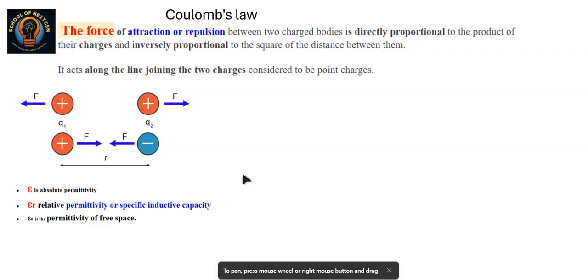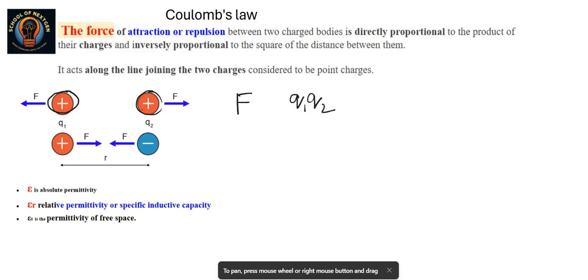Welcome to today's class. Today we are going to learn Coulomb's law. Coulomb's law states that the electrostatic force between two charges, one is Q1, another one is Q2. Obviously, these two charges here are representing positive charges, right? So, the product of two charges Q1 and Q2.